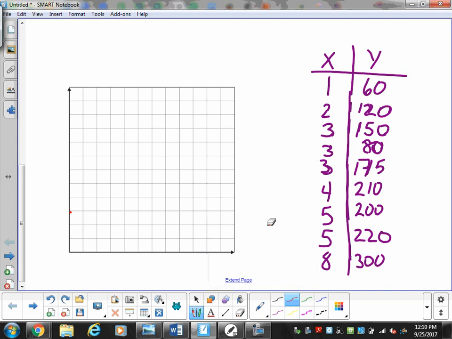Okay, so to continue with this, we now have some data, some x and y values that we're going to plot on a scatter plot. So your directions here would be make a scatter plot of this data. So let me write that up here.